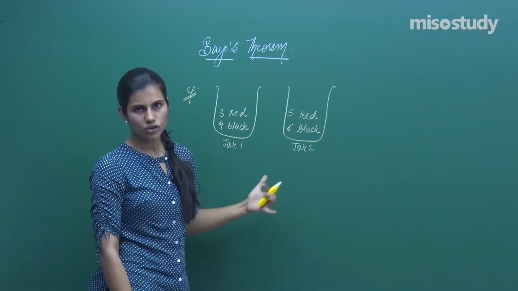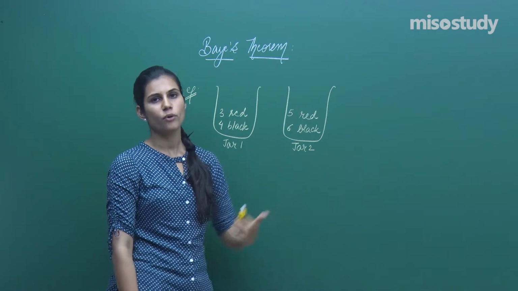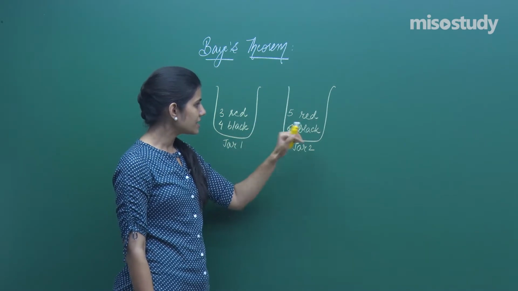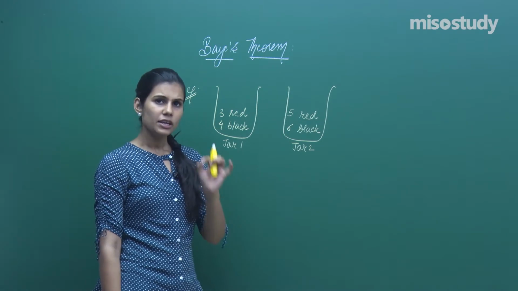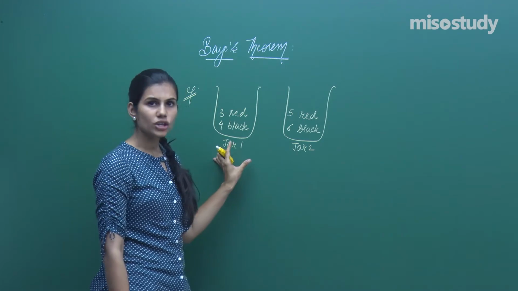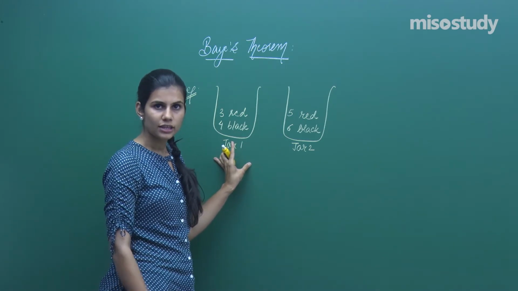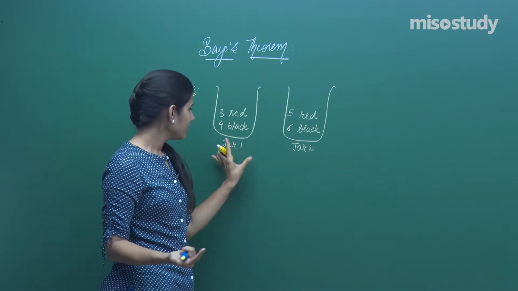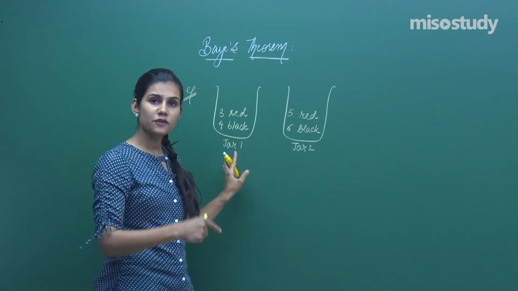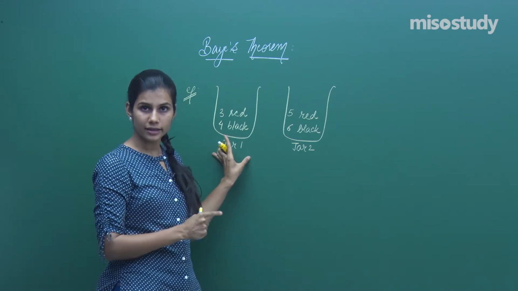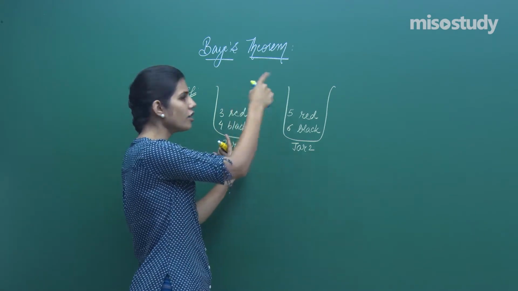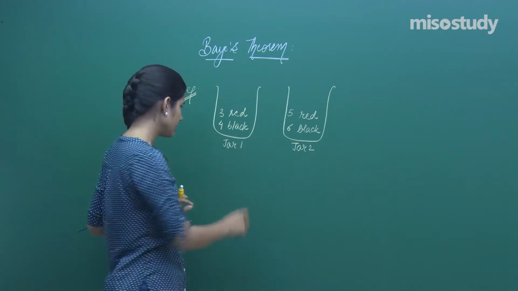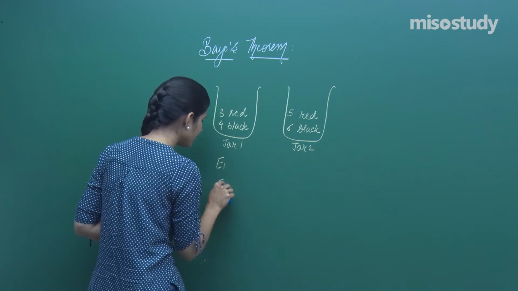I am selecting a jar at random and I am drawing a ball from it. There are 3 red balls and 4 black balls in jar 1, 5 red balls and 6 black balls in jar 2. Now, if I tell you that I am actually drawing a ball from jar 1, listen to the information that is being given to you. I am saying I am already out of the 2 jars specifying that the ball is being drawn from jar 1. Then what is the probability that the single ball drawn from jar 1 is a red ball?